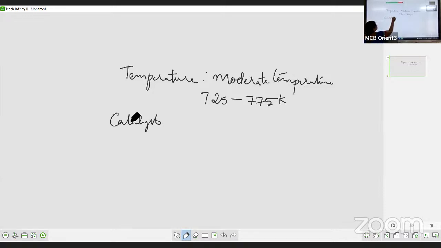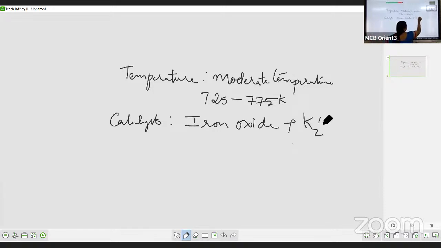Okay, now here the catalyst also plays a role, right? So catalyst is also important. What is the catalyst? The catalyst is iron oxide. We are using iron oxide plus a little amount of potassium oxide and aluminum oxide also.